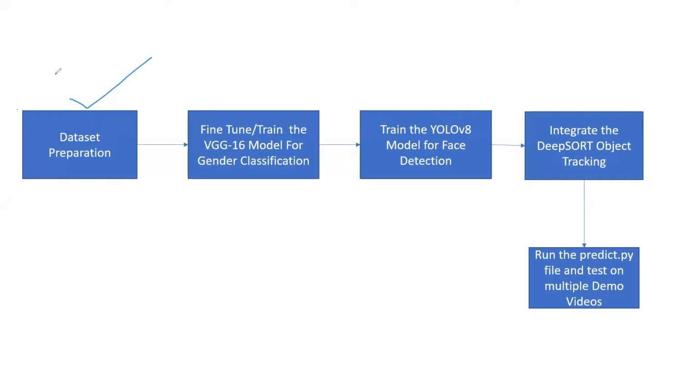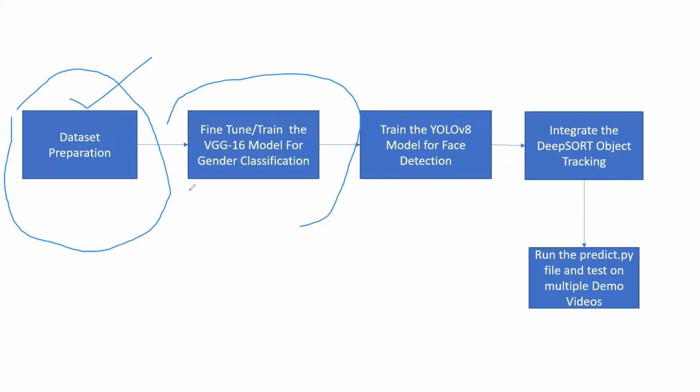After collecting the dataset of men and women faces, we will train the VGG16 model for gender classification, so that it can detect whether this is a man's face or a woman's face. Then in the next step, we will train the YOLOv8 model for face detection. So we will use the YOLOv8 model for the face detection.